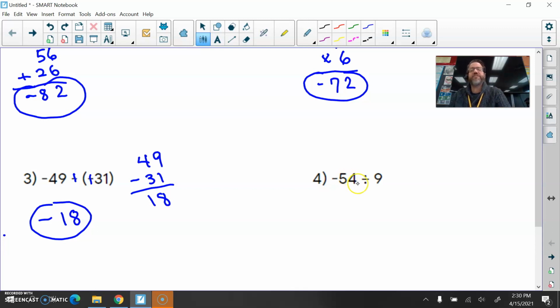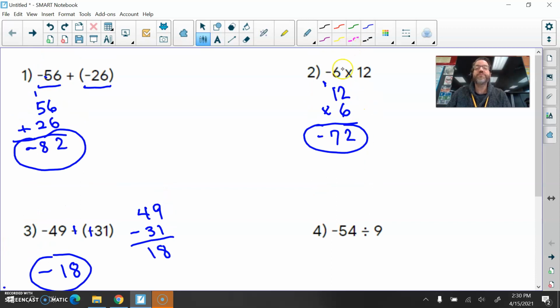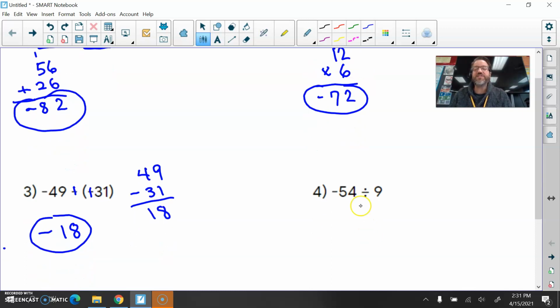Over here I have negative 54 divided by 9. This is actually a lot like number 2. Number 2 was multiplying and this one is dividing, but our rules for multiplying and dividing integers are the same. Anytime you have two negative signs, they will join together to make a positive result. They'll cancel each other out, in effect. This problem only has one negative sign, so I know my answer will be negative. At this point, all I have to do is divide 54 by 9.